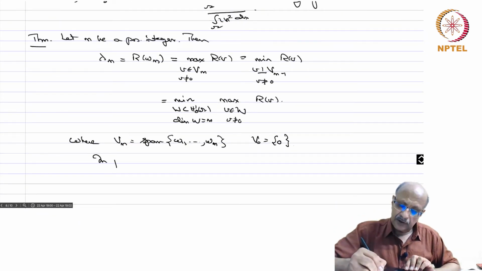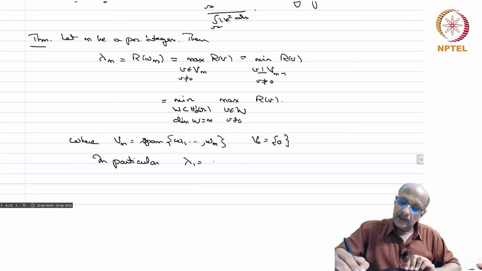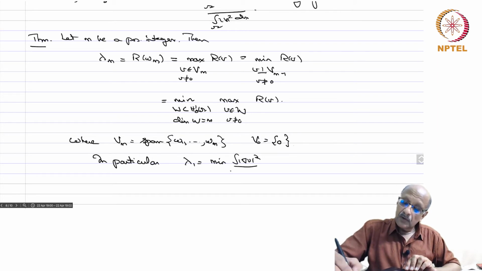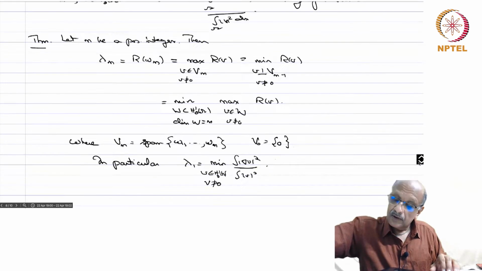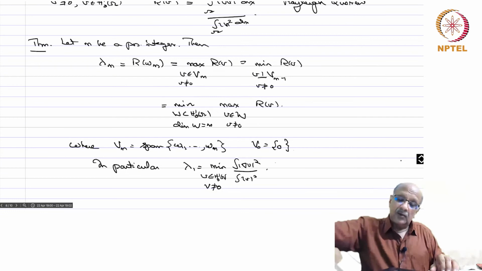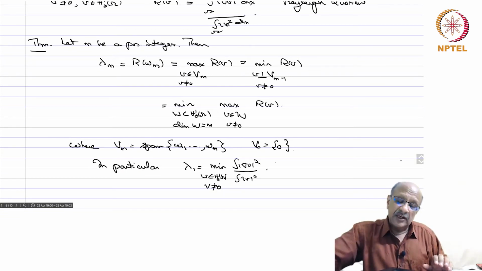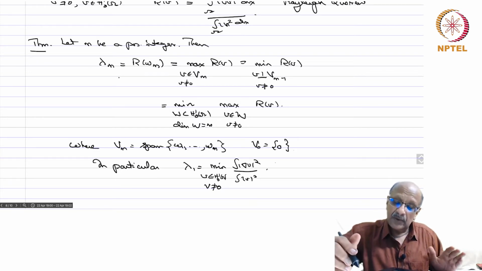So, in particular, λ1 equals the minimum of the integral of |∇v|² divided by the integral of |v|² for v in H¹₀(Ω), v not equal to 0. Okay, so we will try to prove this. This is called the Rayleigh quotient characterization. It is called a variational characterization because it talks of minima or maxima of the Rayleigh quotient over various constrained sets. So, the first three are clear in what we are saying.